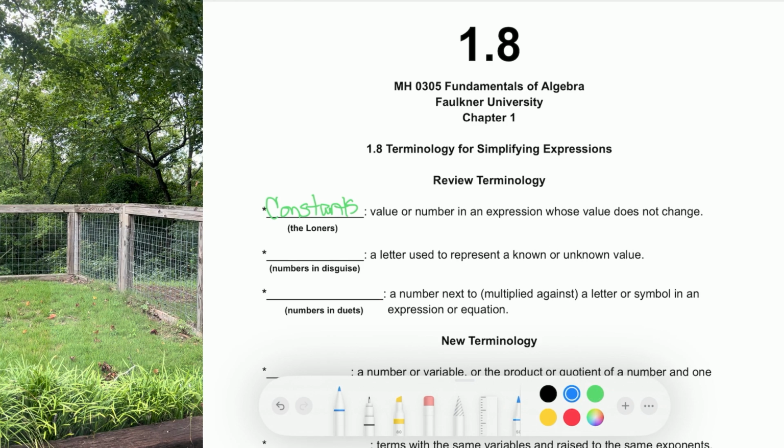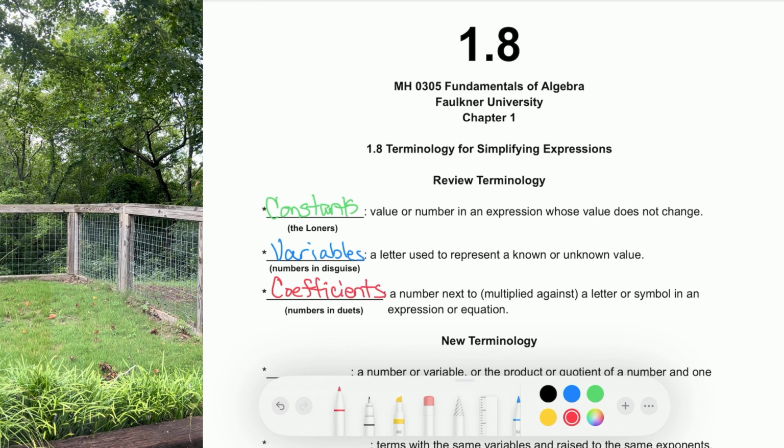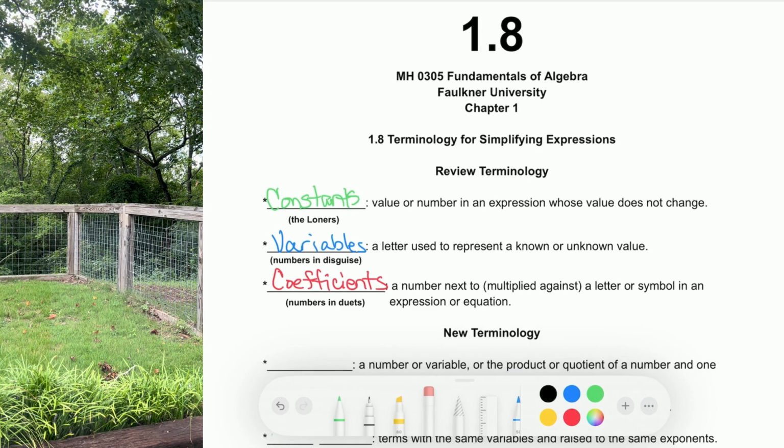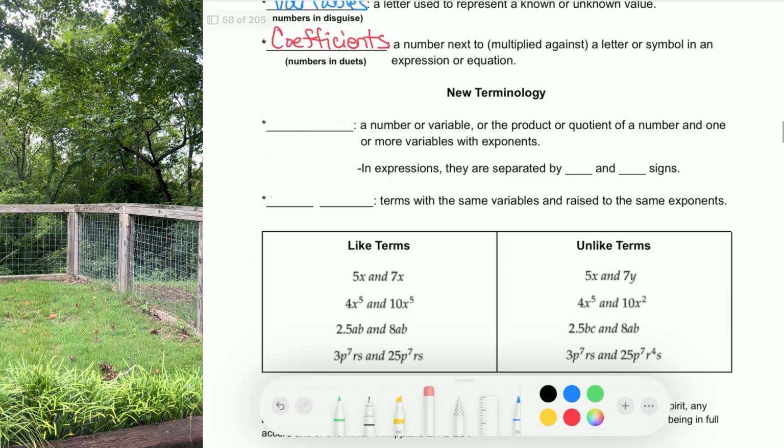All right, our next term was variable. These are the numbers in disguise. They represent a known or an unknown value. Then we have our numbers in duets. Those were the coefficients. These are the numbers that are paired up with or multiplied against a letter or symbol in an expression or an equation. Now let's look at our new terminology.